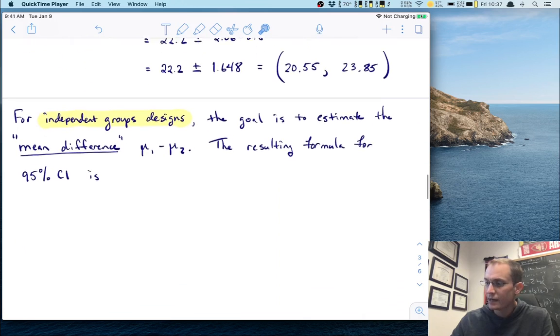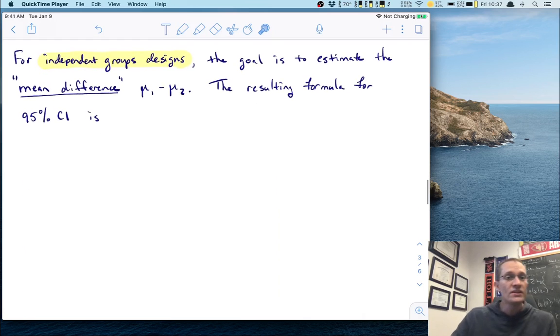Now, what about an independent groups design? Well, it's a little bit different because in an independent groups design, we have two population means. So our goal here is not to estimate the means themselves, but to estimate the difference in those means. We'll just call this the mean difference, mu1 minus mu2. Think of it as the raw effect of moving from one group to the other.